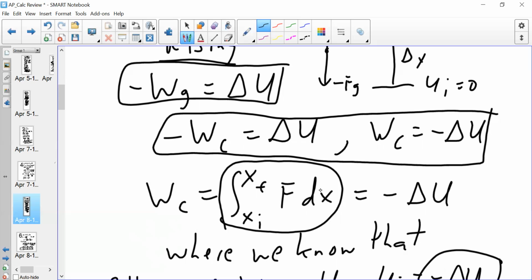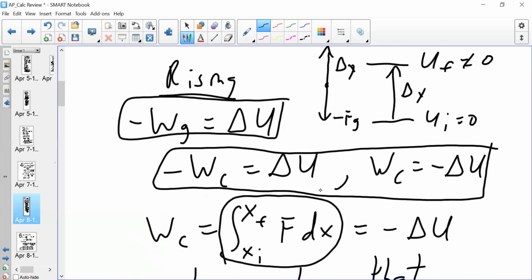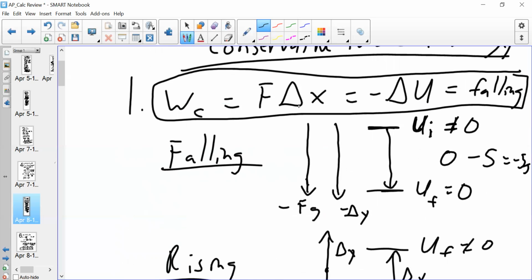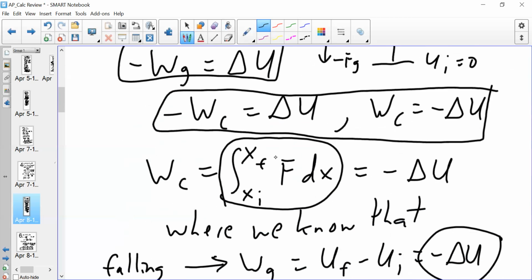Same idea applies. The work done by this conservative force will be equal to the negative change in potential energy. So we change our paradigm a little bit from just constant force over these limits, final minus initial, to a function of force over these limits, and we integrate with respect to all the little dx rectangles. So that's what we have here.